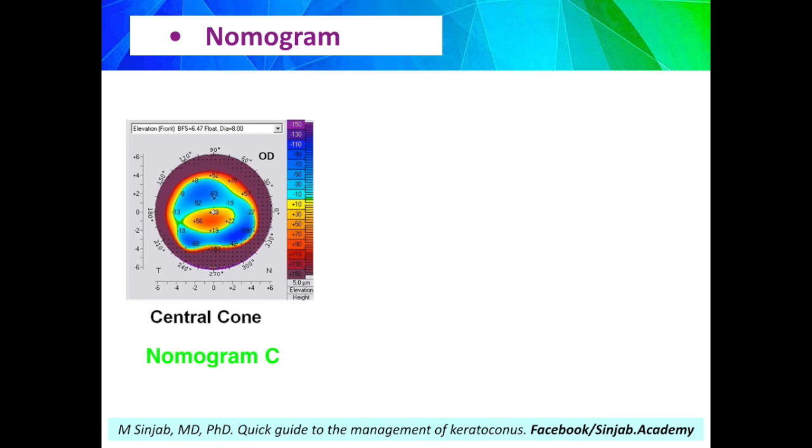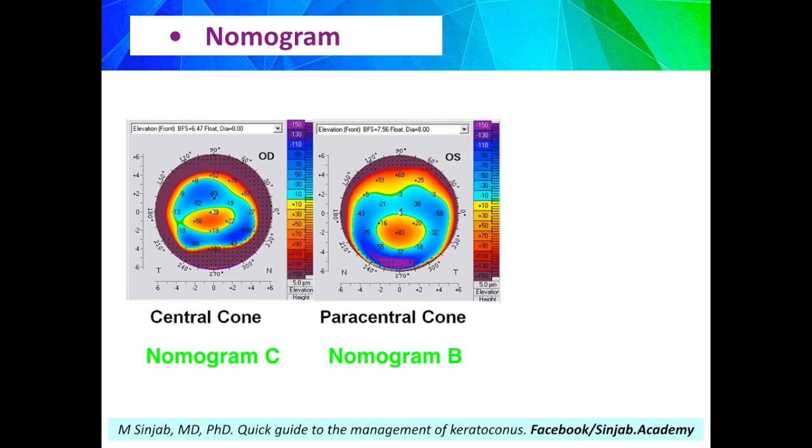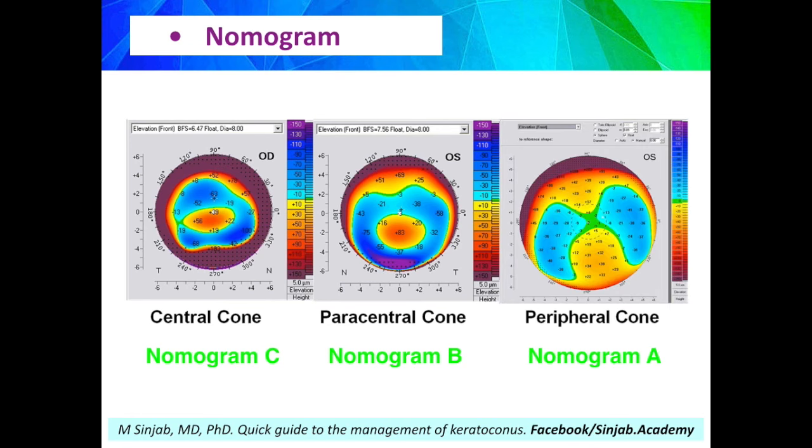When the cone is central, I go for nomogram C. When it is paracentral, I go for nomogram B. And when it is peripheral, I go for nomogram A.